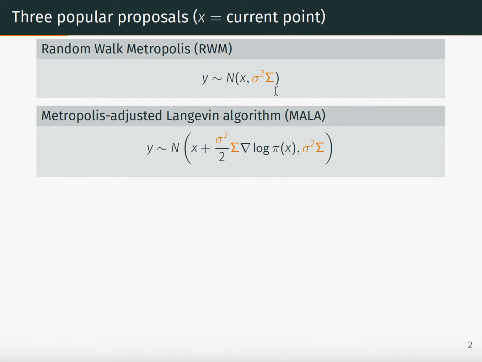The second proposal mechanism I want to talk about is called the Metropolis Adjusted Langevin algorithm, or MALA. And it looks quite similar to the random walk. The only difference is you've got this additional drift term. So rather than just adding some zero mean noise to the current point to generate the next proposal, you also add some kind of drift in the direction of the gradient of log pi. Right? So the idea is that you're sending your proposals uphill.